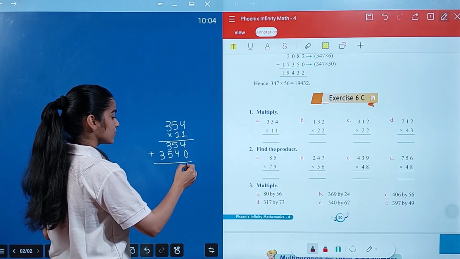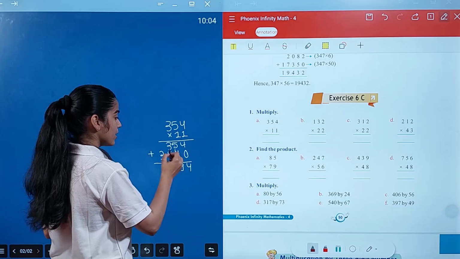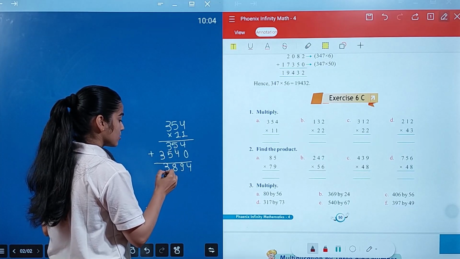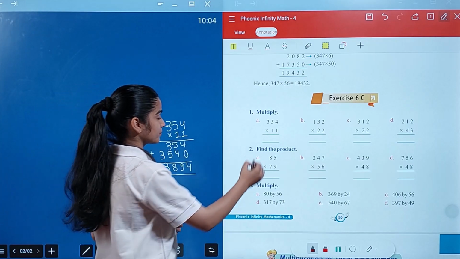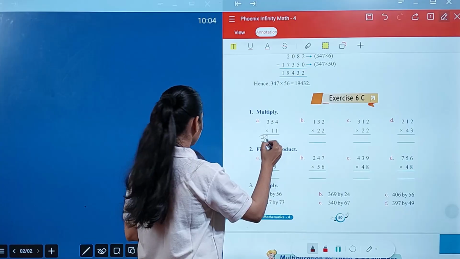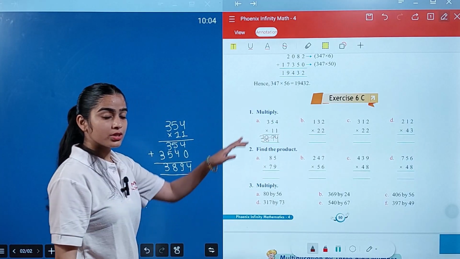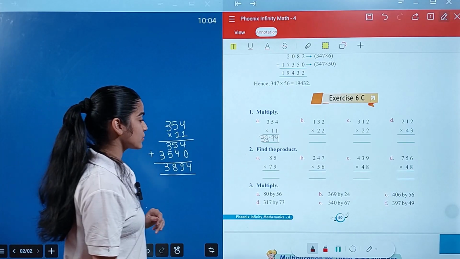4 plus 0 is 4. 5 plus 4 is 9. 3 plus 5 is 8, and 3 is here. So this is your final answer, 3,894. In the same way, you have to do the rest of the questions we have. You just apply the same method which is used by me.